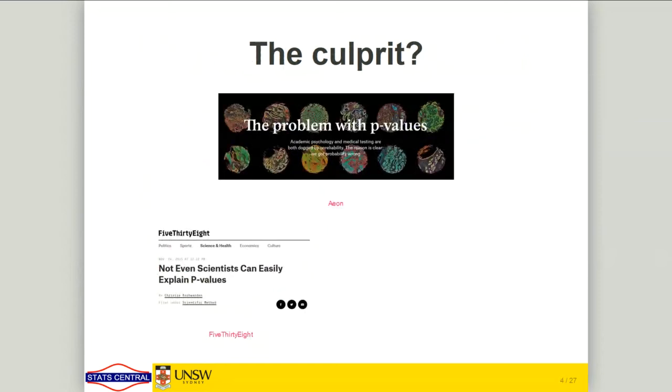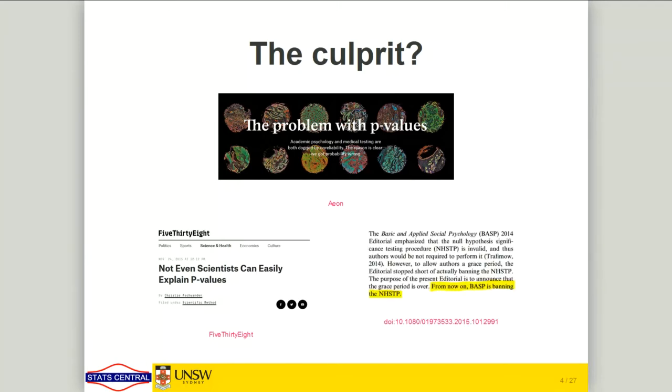So what's the reason for this? Well, the reason seems to have been pinned on the dependence on p-values and statistical significance. So we saw articles like these. The one I linked to before from 538, saying not even scientists can easily explain p-values. And a particular journal even went as far as banning p-values.